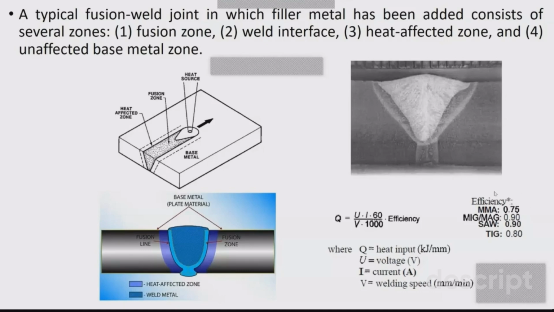In the manual metal arc welding process, the maximum efficiency you can reach is 75%. In MIG and MAG, you can reach up to 90%. In submerged arc welding, as I told you, the whole process takes place under submerged conditions, and there is a complete covering of the weld pool and the arc, so the maximum amount of heat is supplied into the welded joint. And then we have TIG. So these efficiencies are in very ideal conditions.